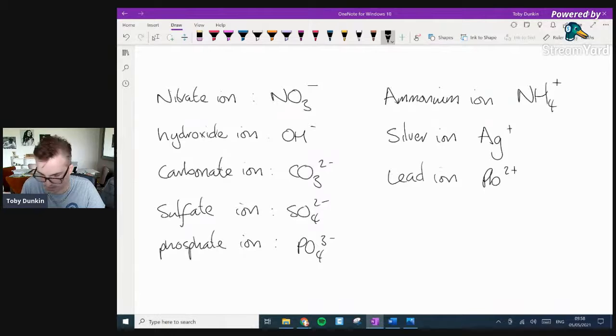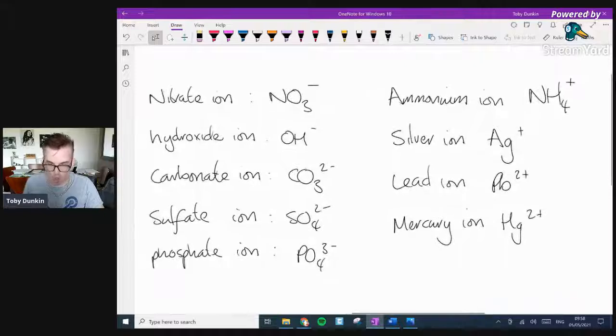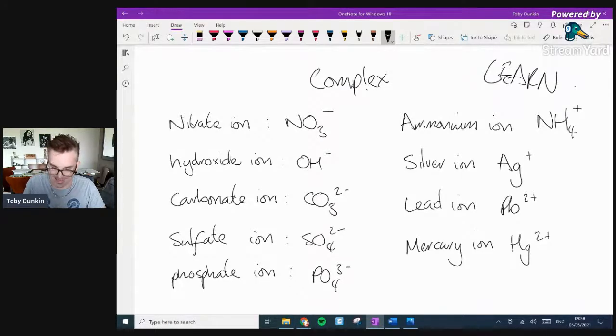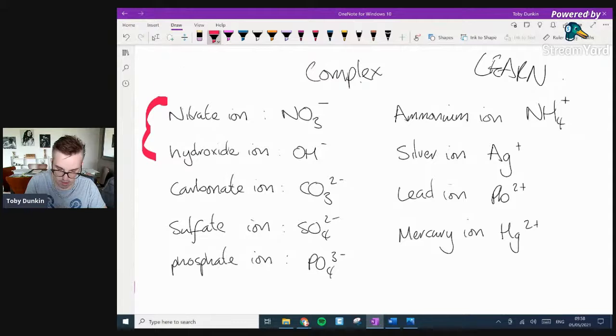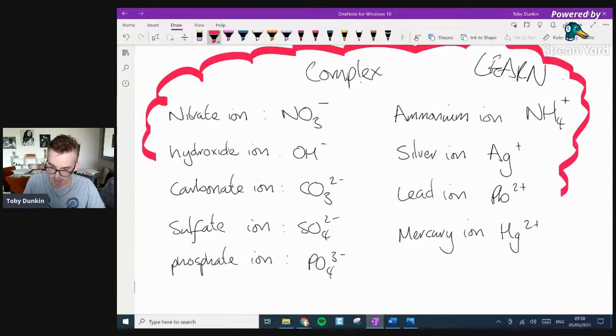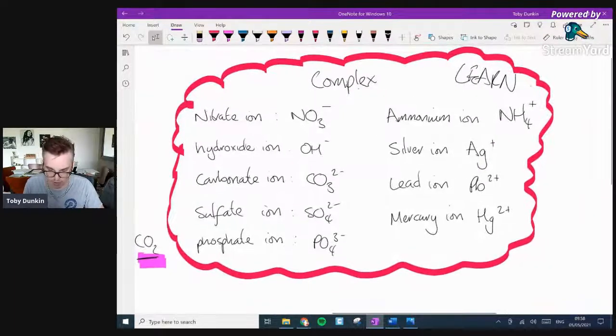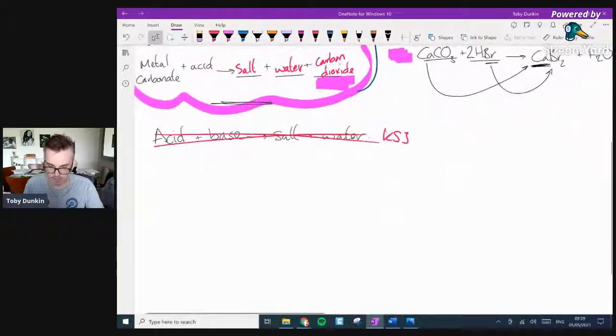Pb, 2+. Then we have mercury ion, Hg, 2+. You need to know all of these, guys. Learn those tables. These are the complex ions, and you've got to learn them. I gave you this at the start of year 10, explained to you how important it was. Without these, you cannot build any of your equations. Cannot stress the importance of that in chemistry.